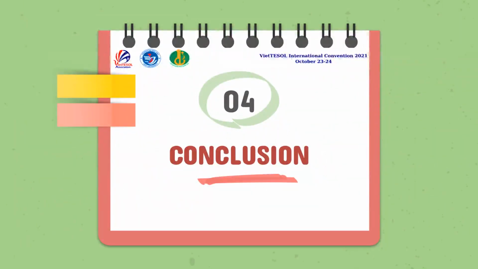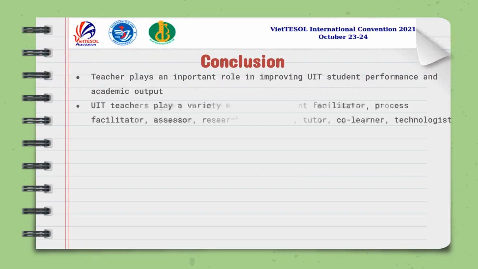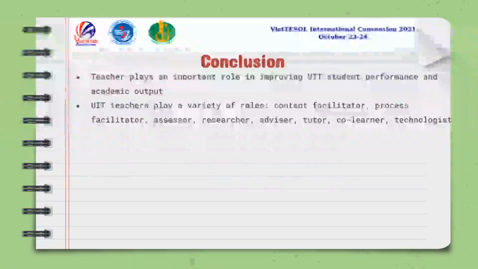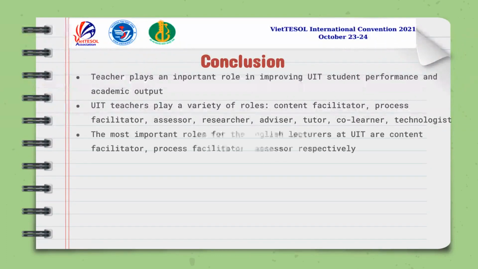Now I would like to come to the last part of my presentation, the conclusion. Based on the findings, I would like to draw some conclusions on the research as follows. Firstly, it is stated that teachers play an important role in improving UIT student performance and their academic output. Secondly, UIT teachers play a variety of roles in online teaching: content facilitator, process facilitator, assessor, researcher, advisor, tutor, co-learner, and technologist. Thirdly, the most important roles for the English lecturers at UIT are content facilitator, process facilitator, and assessor, respectively.